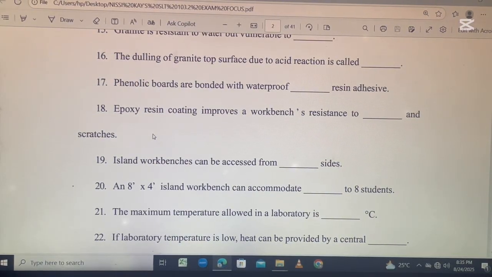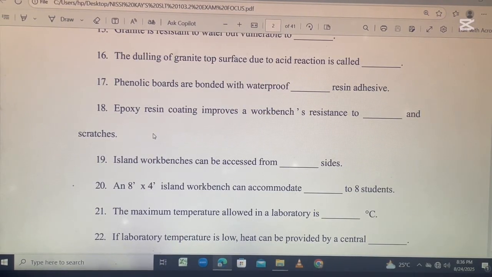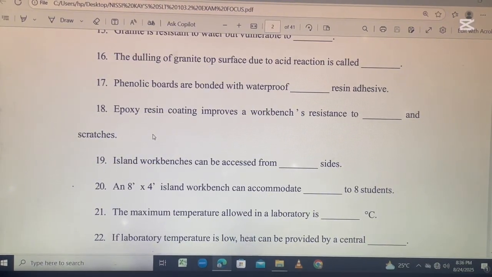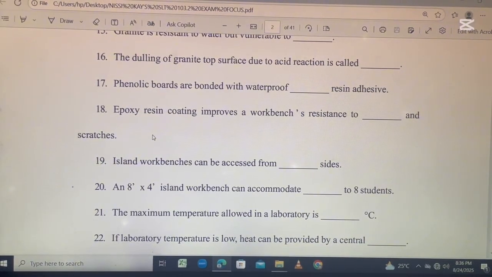The next one is: the dulling of granite top surface due to acid reaction is called etching. Etching is known as the dulling of granite top surface as a result of acid reaction. The next one is: phenolic boards are bonded with waterproof dash resin adhesive. The answer is waterproof phenol resin adhesive. Phenol is more like a benzene derivative, and that's why we have phenolic boards, because they are bonded with waterproof phenol resin adhesive.